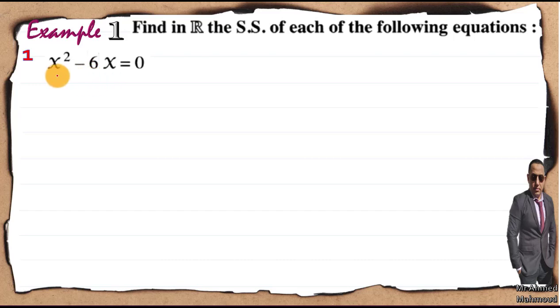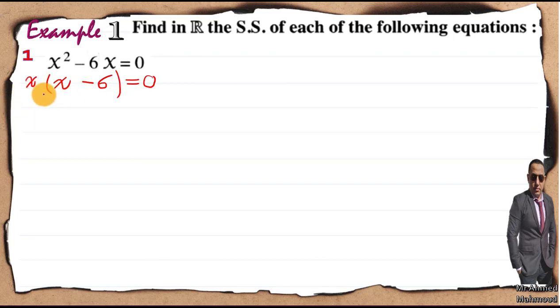Okay, what is the possible factorization here? The possible factorization is that I'm going to take x as a common factor, because x to the power of 2 and 6x have a common factor x. So I'm going to take x as a common factor like this and open a bracket, and don't forget to write equals 0. x to the power of 2 divided by x equals x. Negative 6x divided by x equals negative 6. Now I get two factors, x and x minus 6.